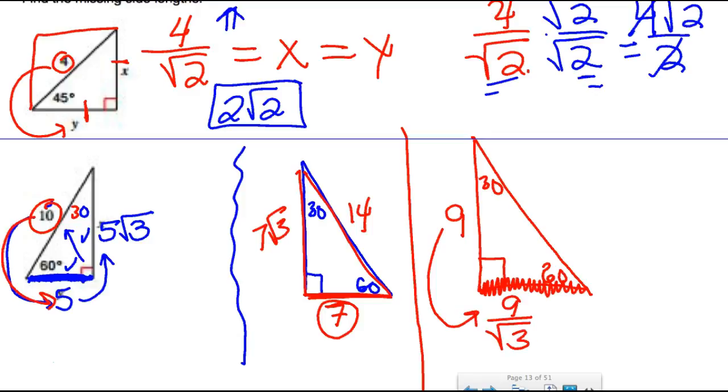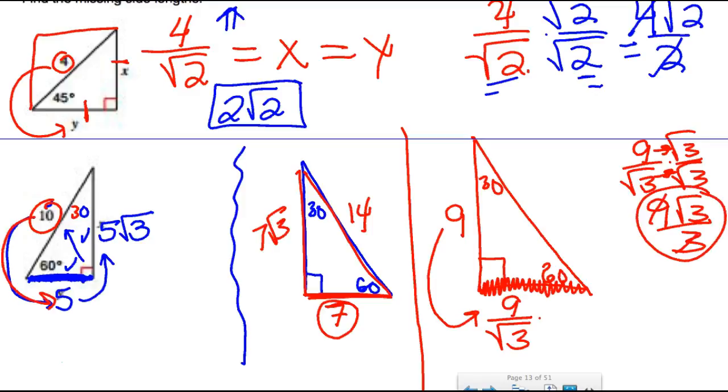But then we rationalize the denominator. So we multiply the top and the bottom by the root on the bottom. And we get 9 root 3 over 3. Again, 9 root 3, multiply that way, and root 3 times root 3 is root 9, or root 3 squared, which is just 3. And then these cancel. So this is 3 root 3.